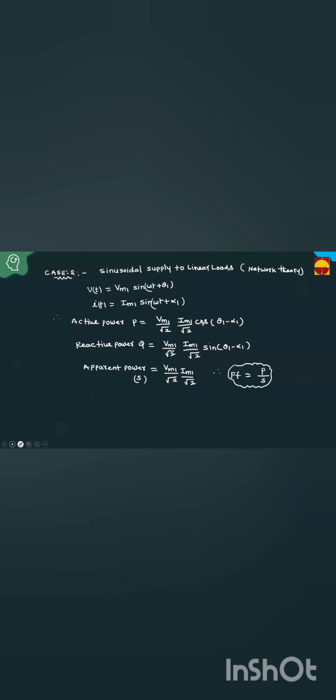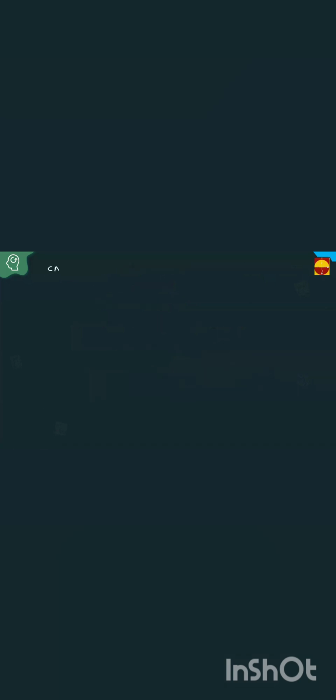See the one more case. I have to discuss a total of 4 cases. Case 3: non-sinusoidal supply to linear loads. The supply is non-sinusoidal, and it is given to the linear load.